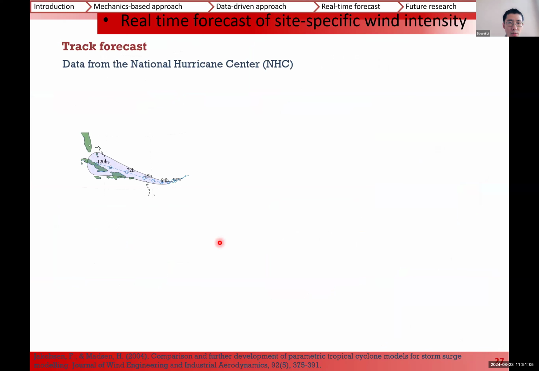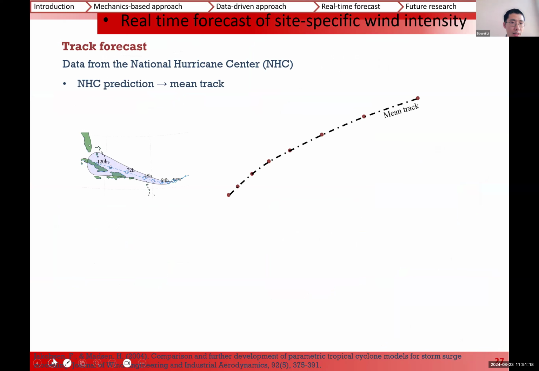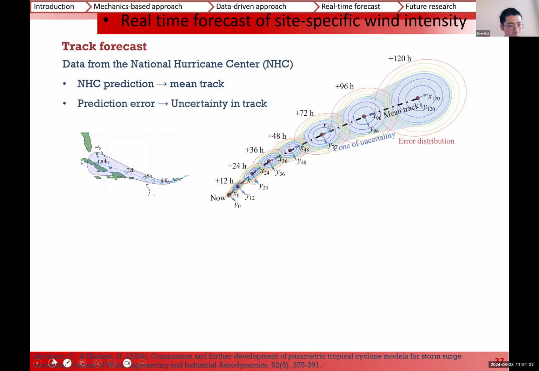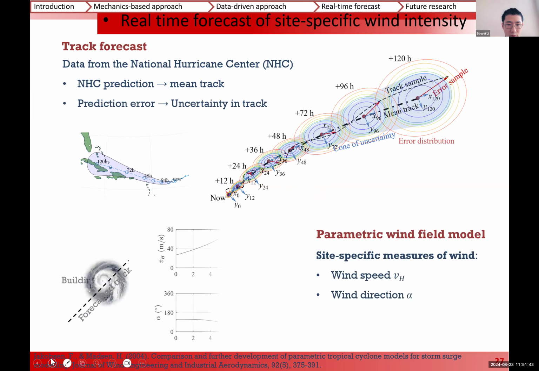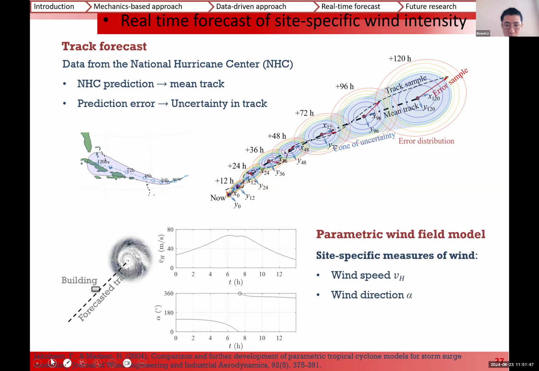Okay. So regarding the forecast of hurricanes, we have the real-time forecast of hurricane track from the National Hurricane Center, and we take the National Hurricane Center prediction as the mean track, where we consider the uncertainty associated with prediction error for our tracks. Now we can sample tracks from this spatial Gaussian process. For a specific point of my sample track, we can employ a parametric wind field model, which enables us to evaluate the field of wind speed and direction. Of course, we can extract the site-specific wind speed and direction at the location of my building. And now we can forecast the wind speed and direction.